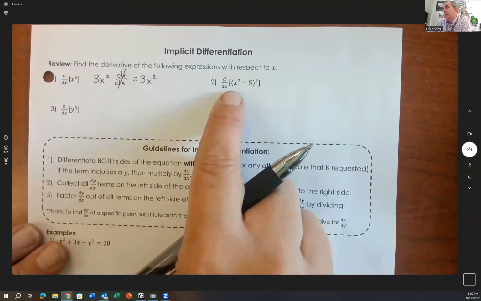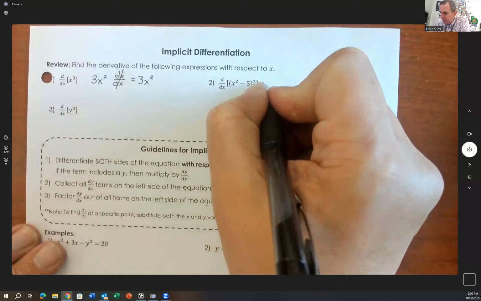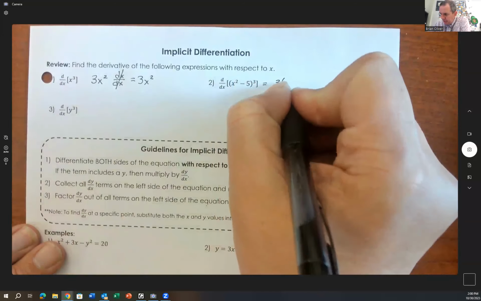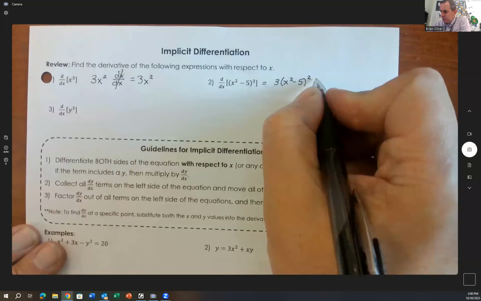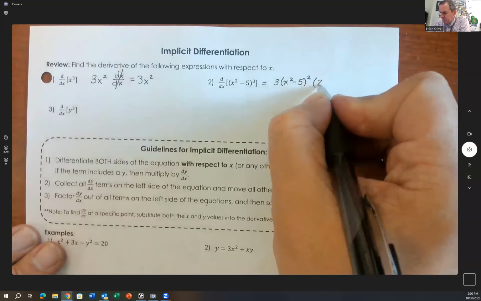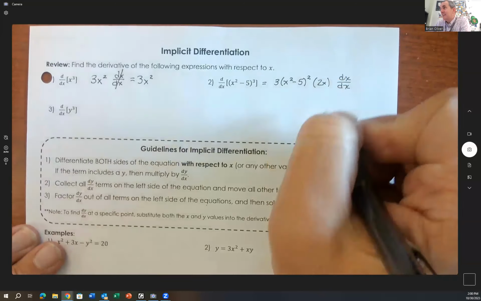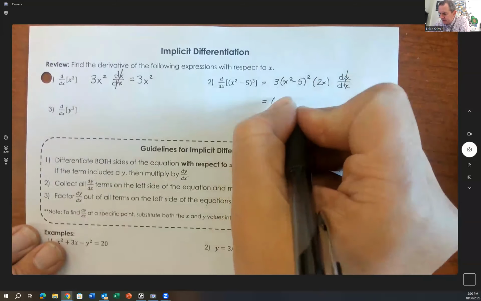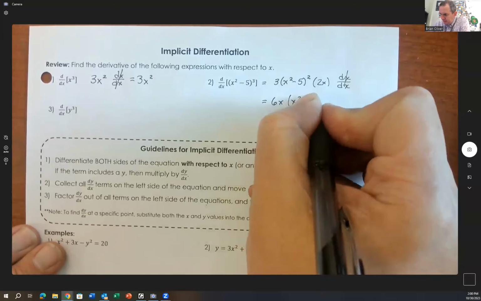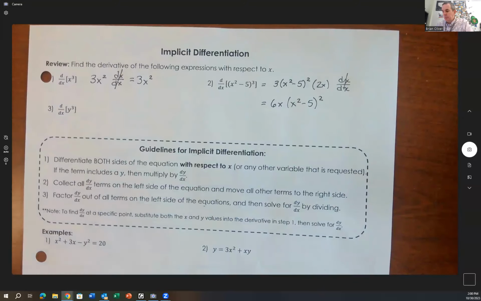The next thing is going to be power rule, chain rule. So what ends up happening here is the 3 comes up front, (x squared minus 5) squared. Then we need to do the derivative of what's inside, so that would be 2x. But again, this is with respect to x, so dx/dx. Those divide away, so this ends up becoming 6x times (x squared minus 5) squared. So there's our first couple.